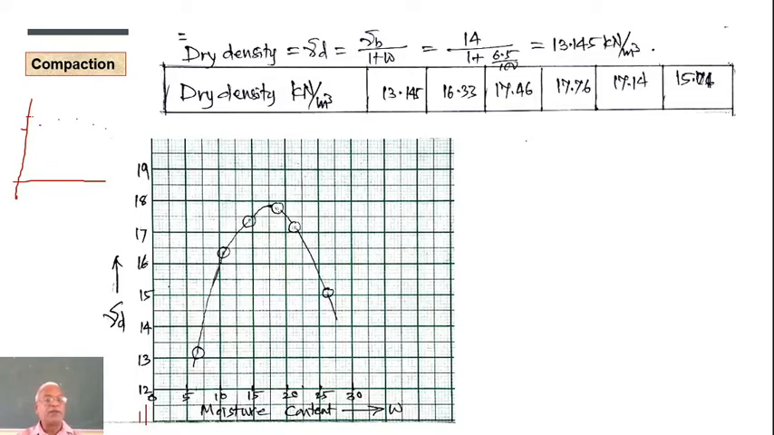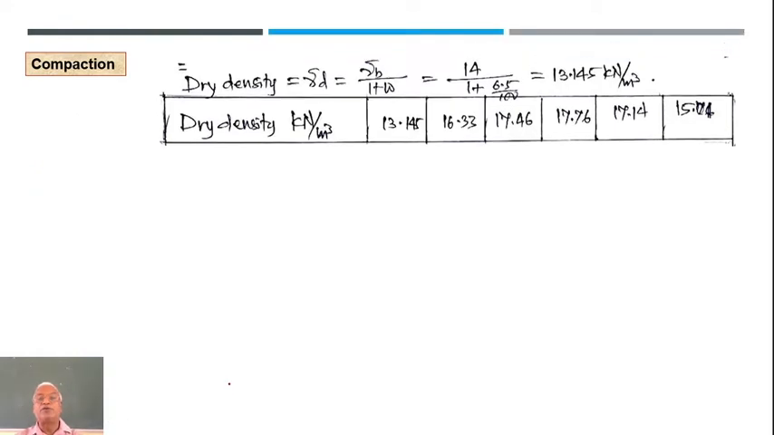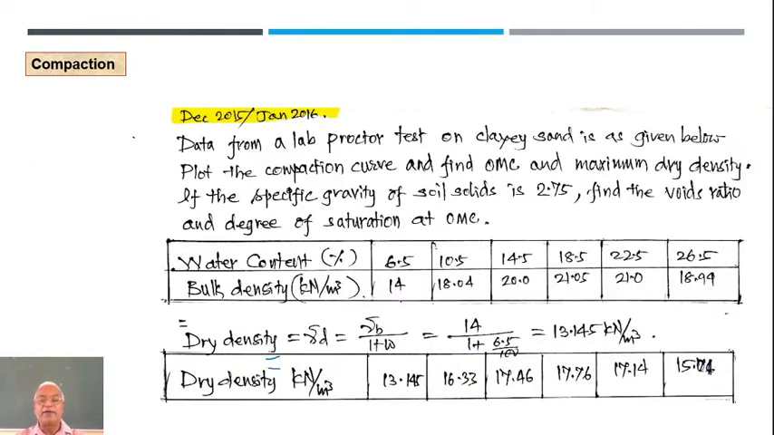12, 13, 14, equally spaced, so that I can plot 13.1 there with whatever the corresponding water content is. 6.5 was the water content, and then 10.5 was the percentage of water content. If you want to see those values, they are here, right? 6.5, 10.5, 14.5, 18.5, 22 and 26.5.